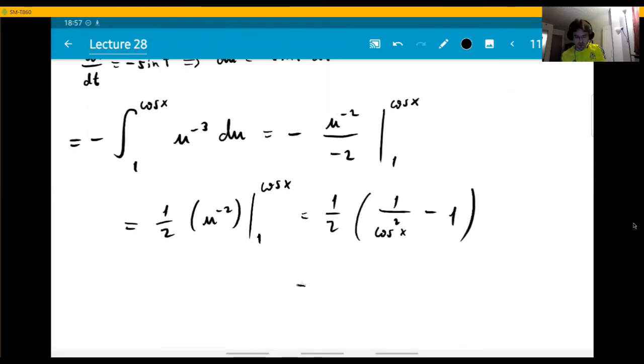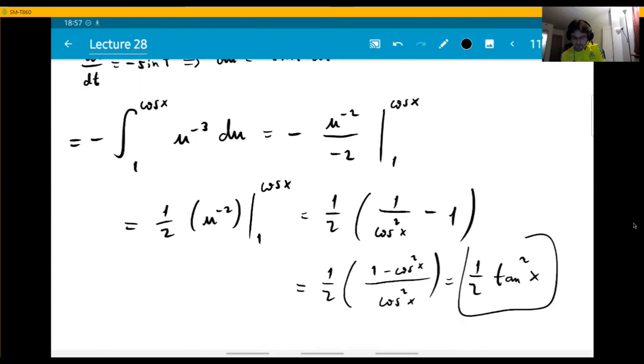Which is now, we can simplify this: cosine square, 1 minus cosine square, which is sine square. And then sine square over cosine square is tangent square. That's the area function.